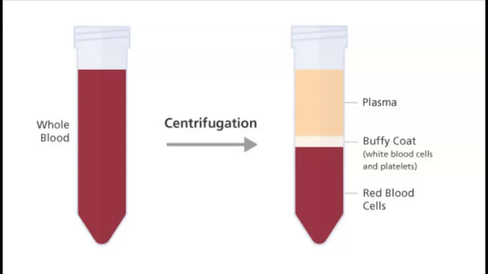So when we spin this blood around in a centrifuge, it goes from all red to separating out the parts. And we're going to talk about each one of these parts. At the top is the lightest part. This is the liquid part. And at the bottom is the heaviest stuff, the red blood cells.